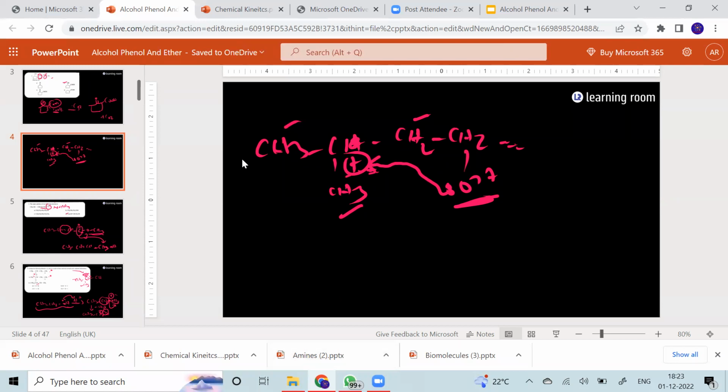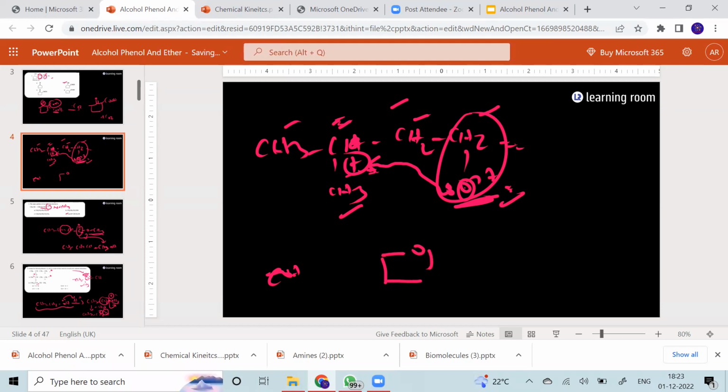Now, this is what is your neighboring group participation. This does not actually take part, this thing will not change, right? But the thing is that it is somehow going to help in the mechanism, right? If you want to understand how this works, say now you're seeing that 1, 2, 3, 4. Right? Along with oxygen, if this oxygen makes a bond with this carbon, it is going to make a 4-membered ring, right? We will make a 4-membered ring along with oxygen first.